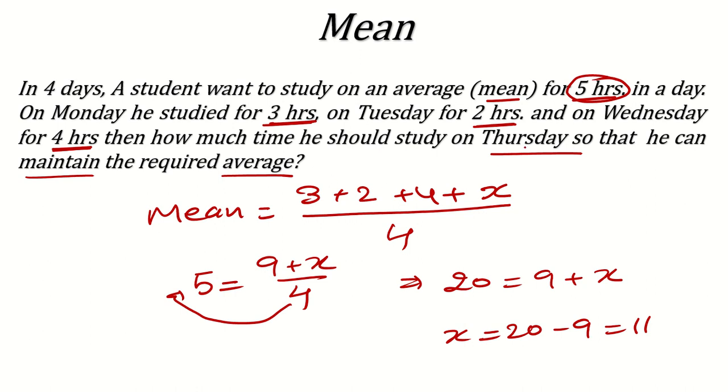3 here, 2 and then 4, and then Monday to Thursday: Monday, Tuesday, Wednesday, Thursday. I'm sure it is 4 days only, not 5 days. And 5 hours is the mean. So 5 comes here. 3 plus 2, 5, plus 4, 9. 5 times 4, 20. 20 minus 9, 11. Seems to be correct. So he will have to study 11 hours on Thursday if he wants to maintain 5 hours in a day of study. So you decide how many hours you want to study every day and then plan accordingly for your exams.